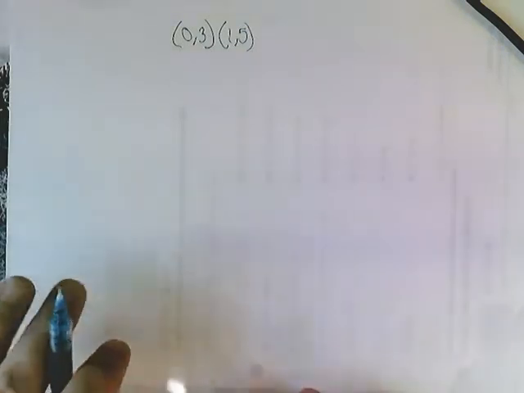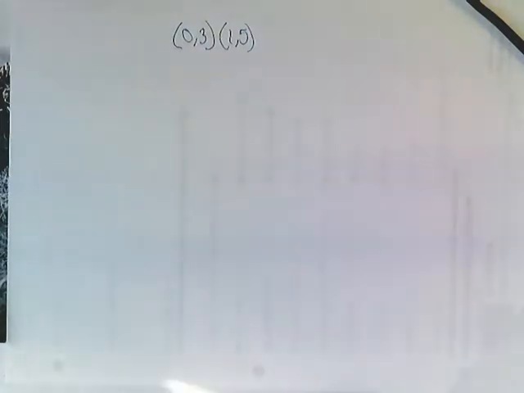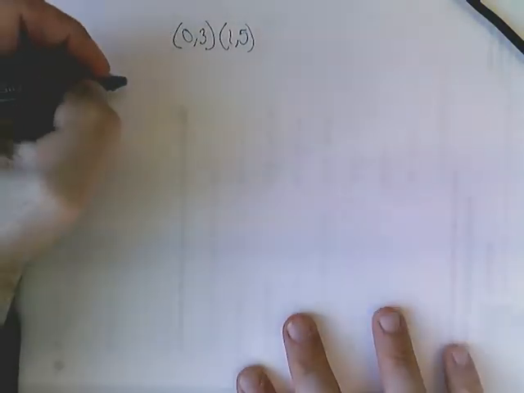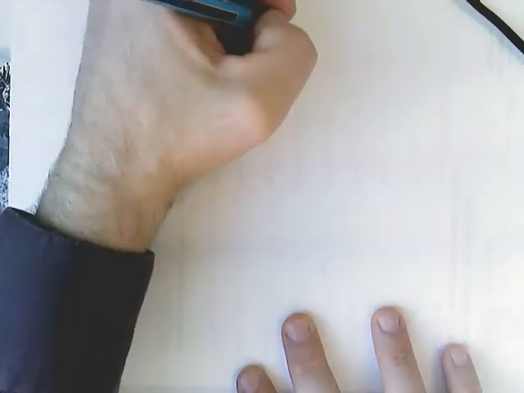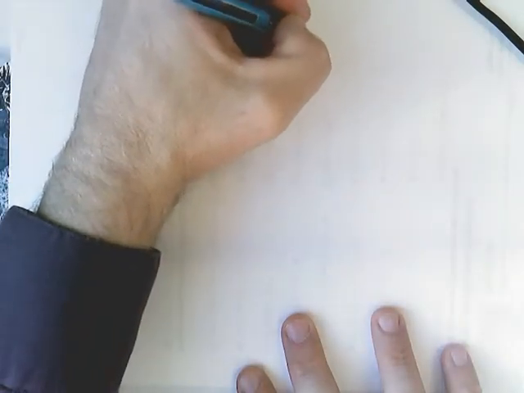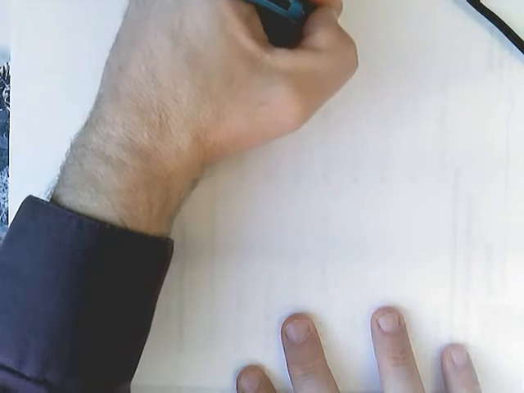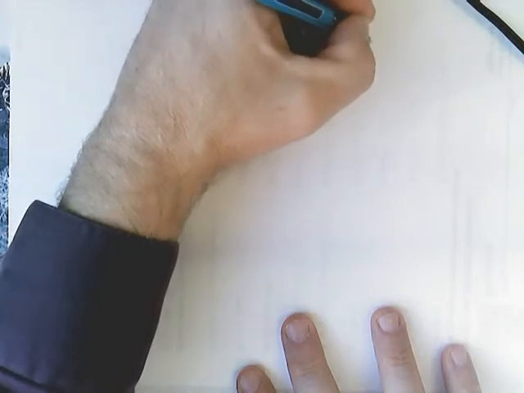All right, you're being given two sets of points that are on a line, and you're told to find the equation for the line. We're going to do something called point-slope form. Talked about this in class, and it basically looks like this.